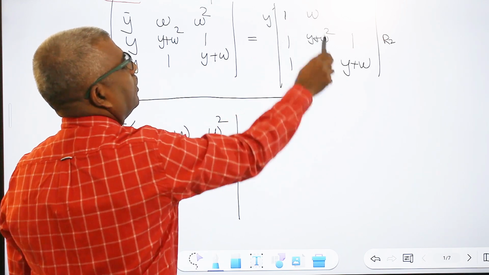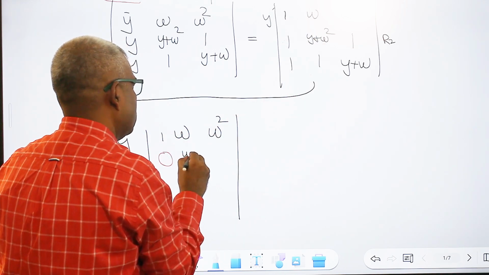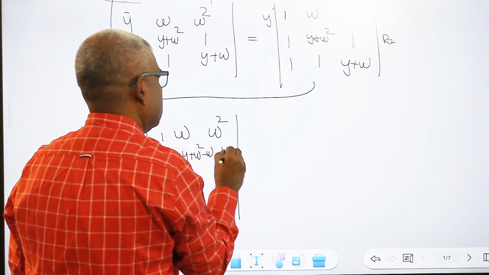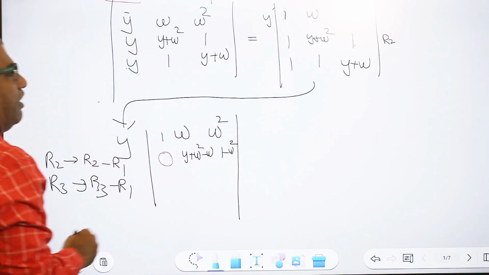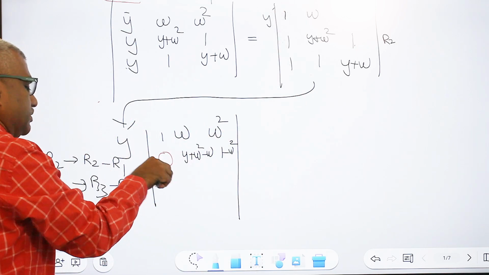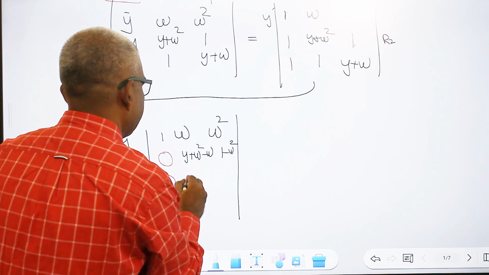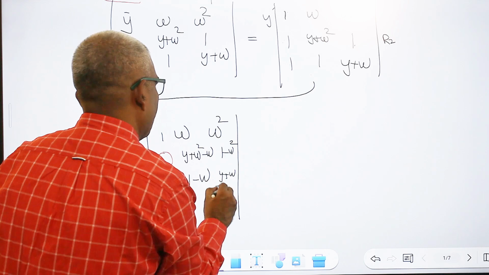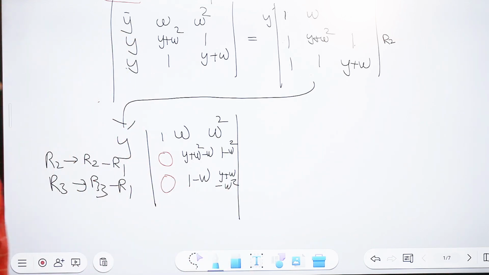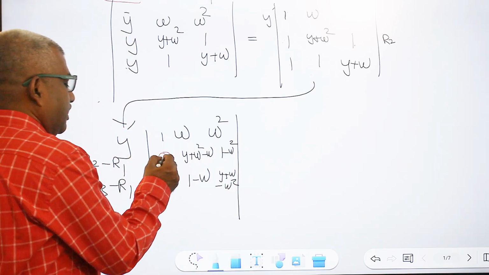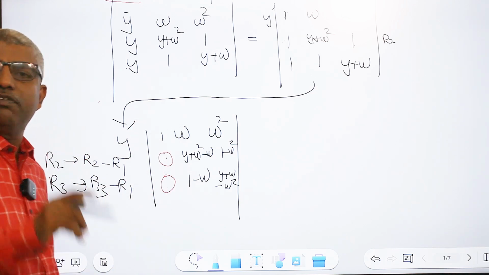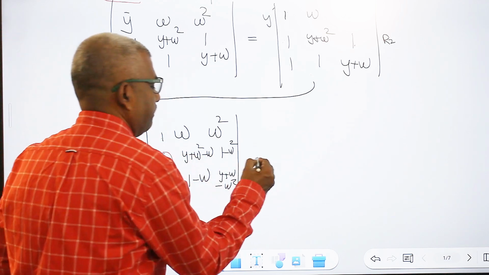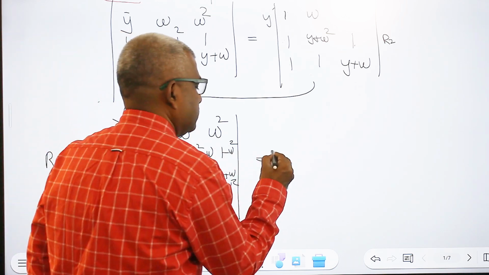0, y plus omega squared, minus omega, 1 minus omega squared. R3 is R3 minus R1: 1 minus omega, y plus omega minus omega squared. Okay. Now it is simple because in one column we have only one element, so we can easily do it. Now find the value of y.